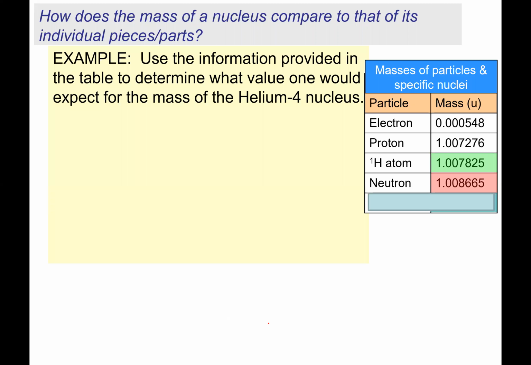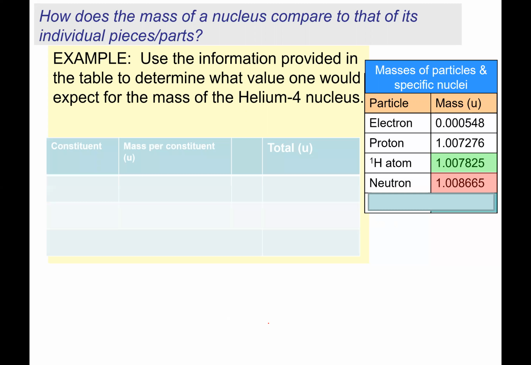If we're going to use the information in that table, what value would we expect for the mass of the helium-4 nucleus? Remember last time we talked about this. Helium-4 means its mass number, or nucleon number, is 4. But we know helium from the periodic table has an atomic number of 2, so it's going to have 2 protons and 2 neutrons. Quite simply, we can just set up a table here.